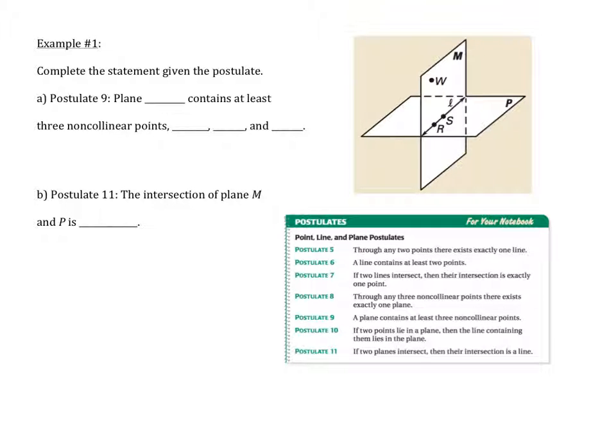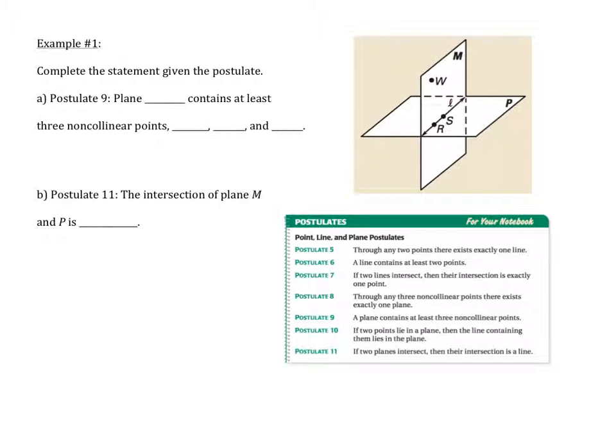Let's just look at this diagram first. We have plane M right here and plane P, and you can see these two planes are intersecting along this line right here, line L. So if we're looking at plane P, the only 2 points that are shown on plane P are points R and S that lie on line L, which is the place where plane P intersects plane M. So if we're going to fill in the blanks, we need a plane that has at least 3 points on it. So we have to refer to plane M.